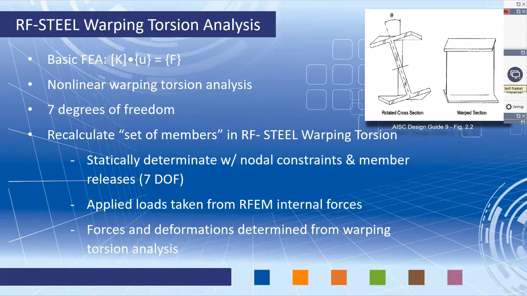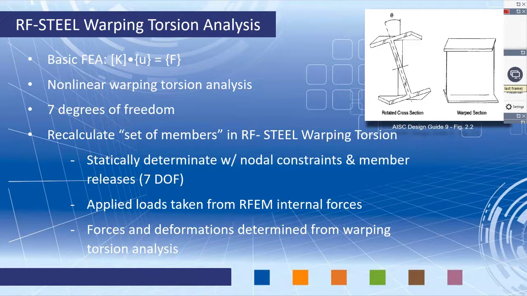Now, what happens here is the exact same thing that we saw for lateral torsional buckling with our members and sets of members. We're going to extract this set of members from the RFEM model, and we're going to recalculate it within this module extension. In the exact same way I just showed you with sets of members, we have to set a statically determinate model with those nodal constraints and member releases. The difference here, though, is that previously we were working with 4 degrees of freedom on either side. Now we have the full 7 available to us.